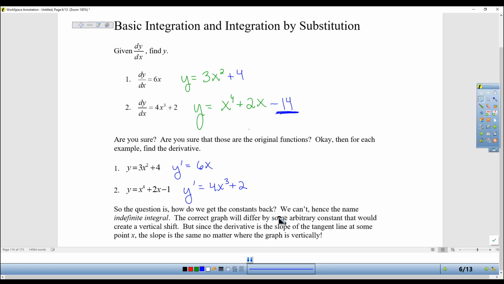So the question is, how do we get the constants back? We can't. Hence the name indefinite integral. The correct graph will differ by some arbitrary constant that would create a vertical shift. So 3x squared was the original answer that we had, some kind of steep parabola. But 3x squared plus 4 is the exact same parabola, and everywhere the slopes are the same.